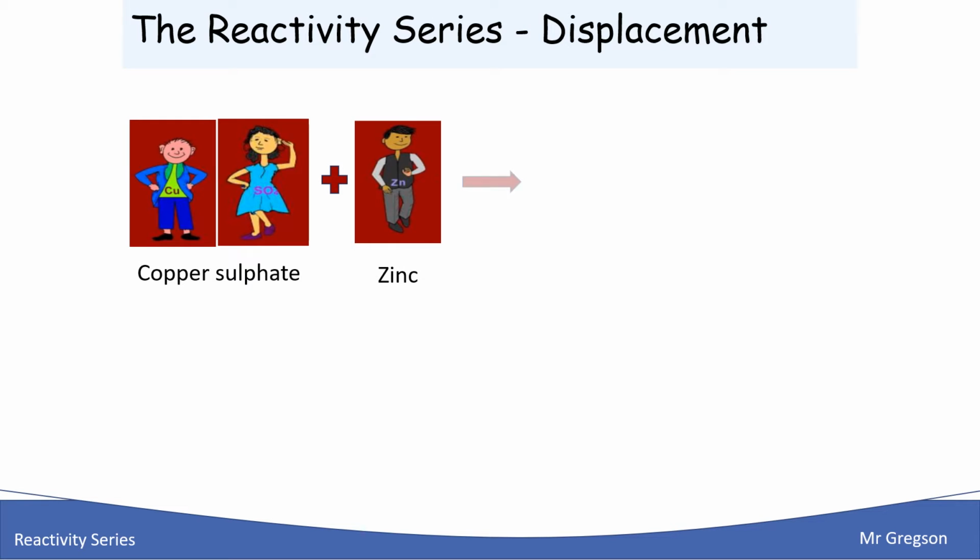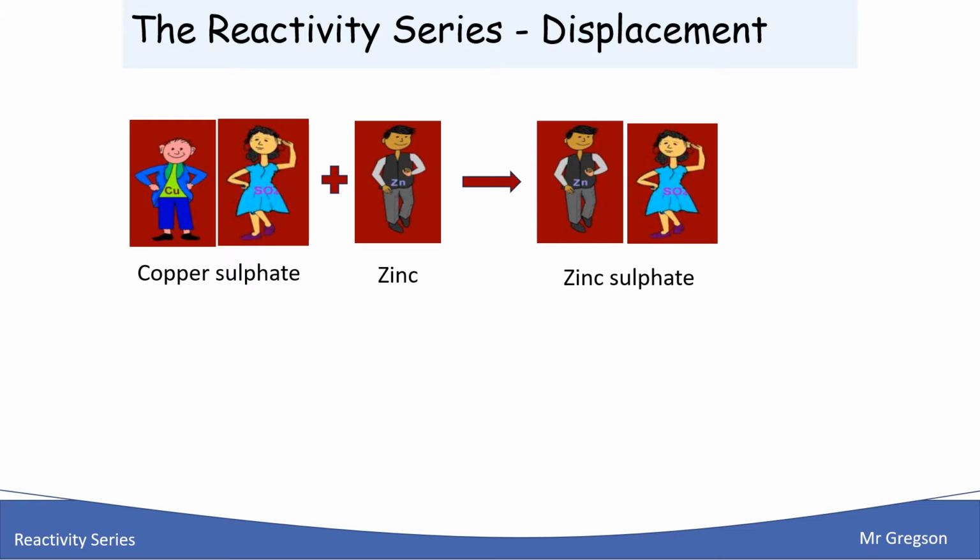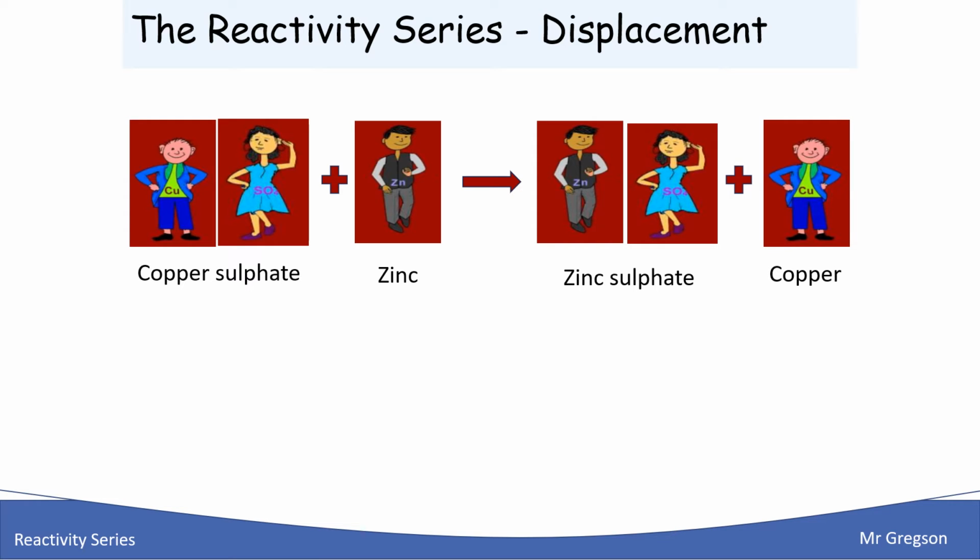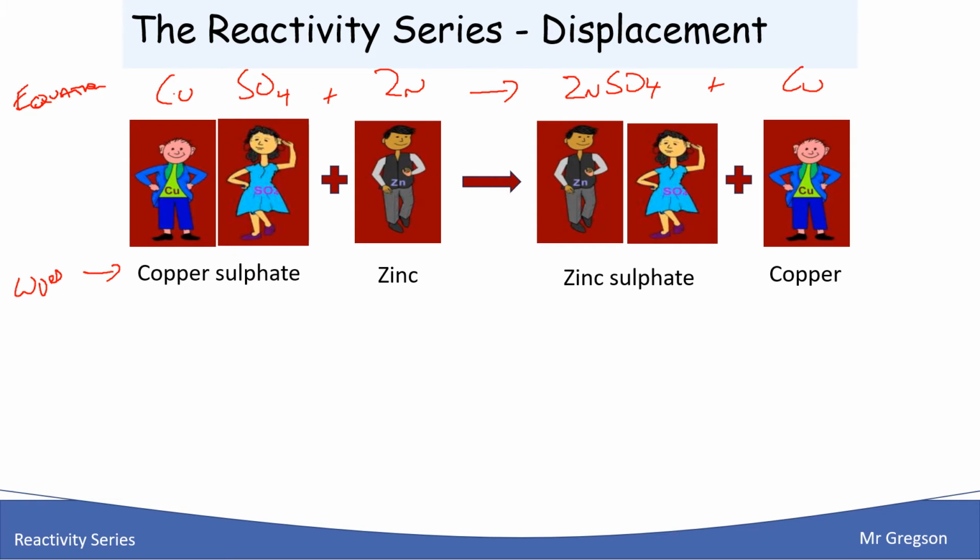So copper sulfate, if I add the zinc, I'm going to end up with zinc sulfate plus copper. Now you'll notice here, we're going to have copper sulfate plus zinc goes to zinc sulfate plus copper. I'm not going to balance that up, but the point is to show you that this is the word version. This is our equation version. So if I ask you to put it in the equation form, this is the form I'd like. Word form like this. I'm not going to expect you to draw pictures of people.